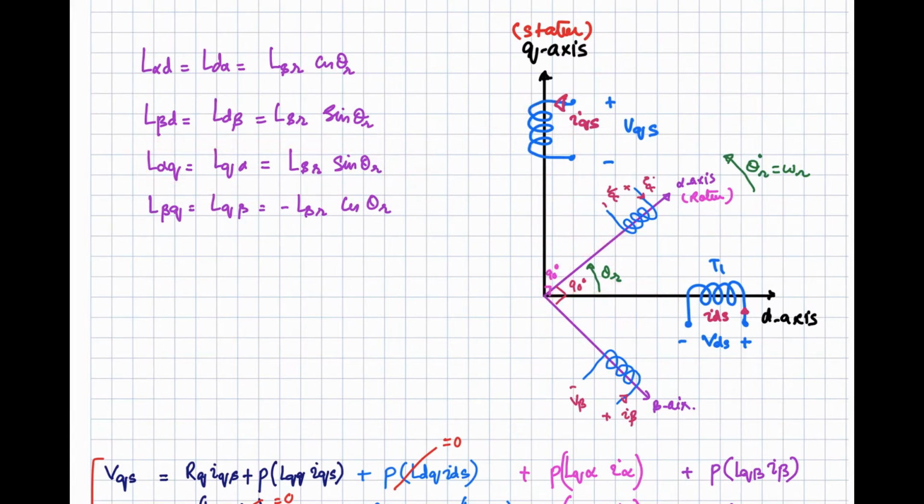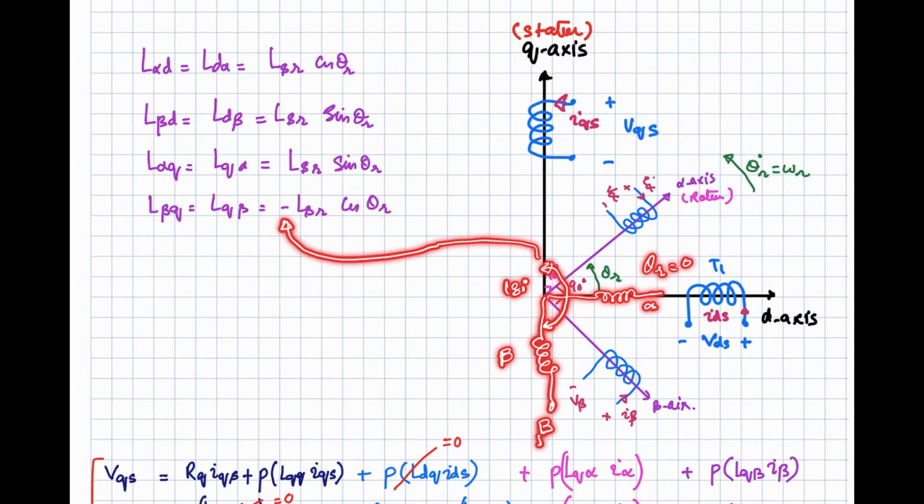And then how to represent the interaction between the beta axis and the q axis? Beta axis is this one and the q axis is this one, and if we look at the standard position, theta r is going to be 0 over here, and the alpha winding is assumed over here and the beta winding is assumed over here. And what is the angle between the beta axis and the q axis? That is 180 degrees, and because of that you can see this negative sign over here.